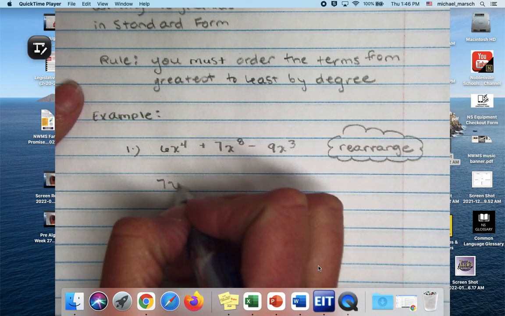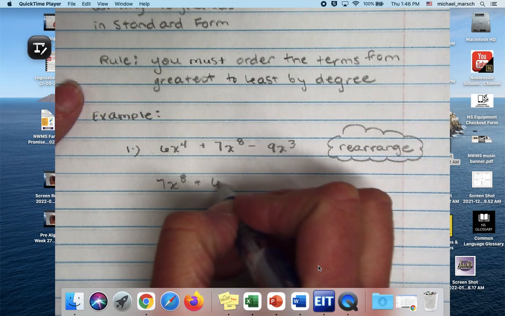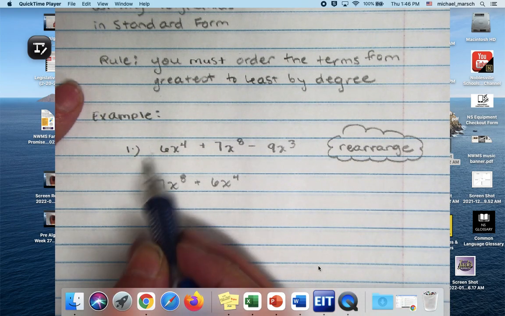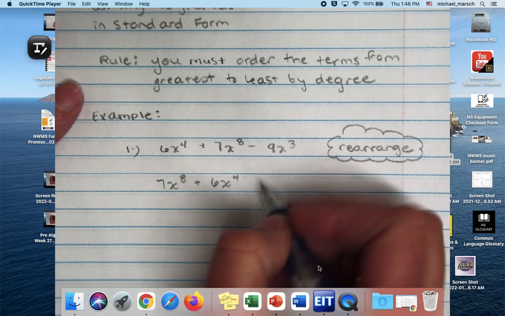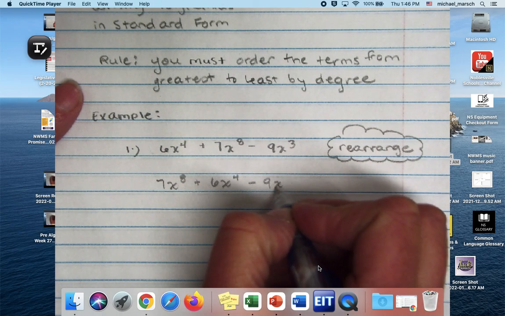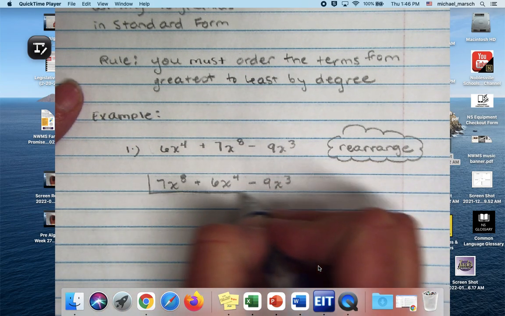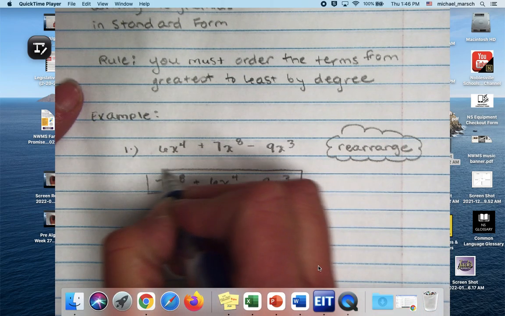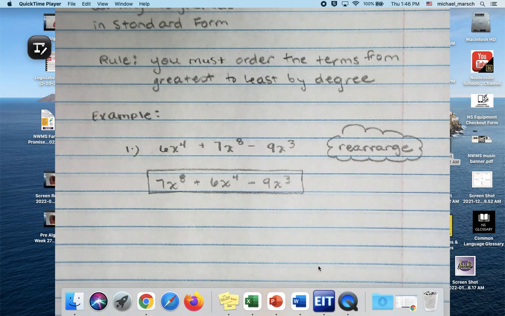Right, so I'd have 7x to the 8th plus 6x to the 4th, because we know this is positive because it's not negative. And then I would subtract 9x to the 3rd. That would be the correct way to put that in order. And the reason this is important is because the next thing we're going to do is adding and subtracting. And they're not all going to be in nice, neat order for you. So you're going to have to add and subtract and then maybe rearrange based on the degrees that they have.